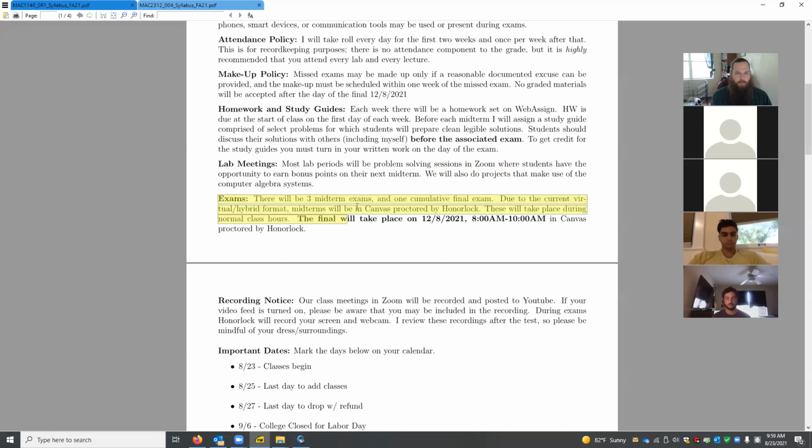Back to exams again: 3 midterms, 1 final. 4 tests altogether. The final is cumulative, covers everything. The midterms just cover what we've talked about in class between the prior midterm and that one. So the first midterm is on integration techniques, the second midterm is on sequences and series, and the third midterm is on applications. The final covers everything.